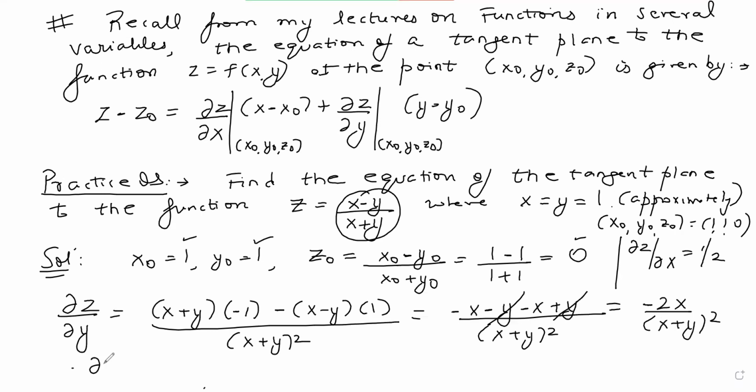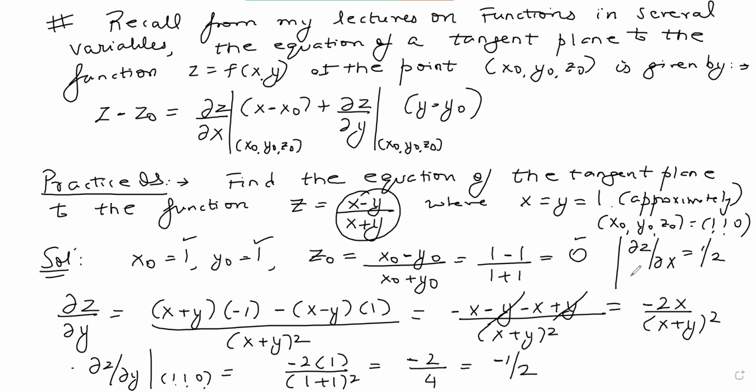If I evaluate this expression particularly at the point 1, 1, 0, so minus 2 times x, x is 1 and y is also 1. So I get minus 2 over (1 plus 1), which is 2, 2 square is 4. I get minus half. So I get del z by del y as minus half at the point 1, 1, 0. So these are the values I've got. Now just plug them in this particular formula to get the required result.